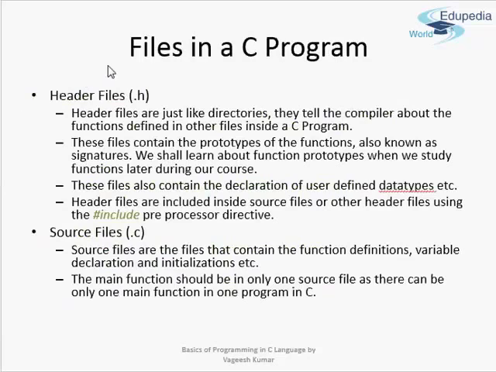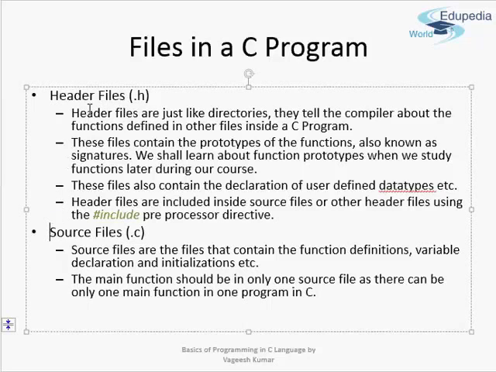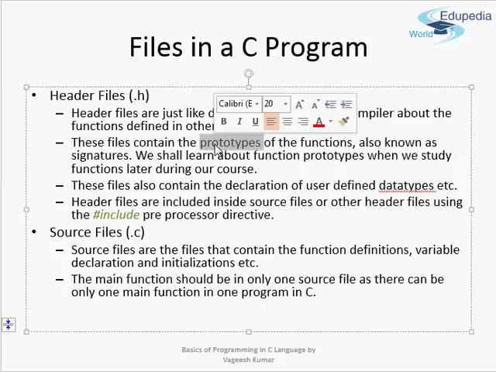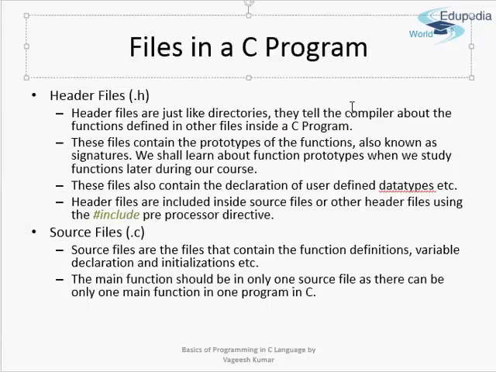After that, we learn more about some files in a C program. In a C program we have various kinds of files like header files and source files. Header files generally have the .h extension, and source files have the .c extension. Header files are just like a directory, like your telephone directory. They will tell your compiler which functions are defined inside a C program, and they also contain the prototypes or signatures of the functions. We will learn about signatures and prototypes when we study functions in detail, but it will tell you how to call a particular function.